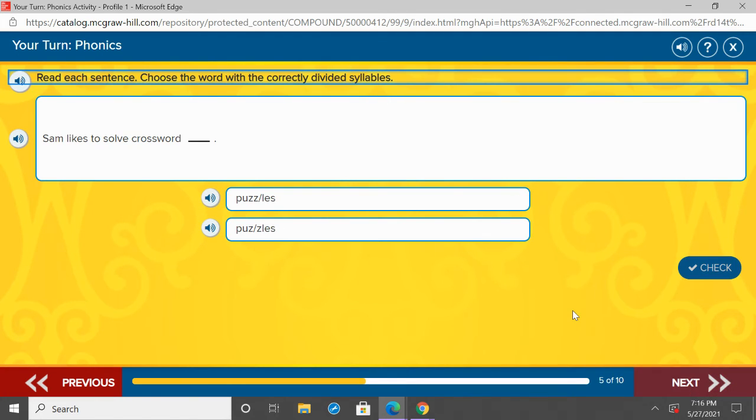Excellent work. Sam likes to solve crossword puzzles.